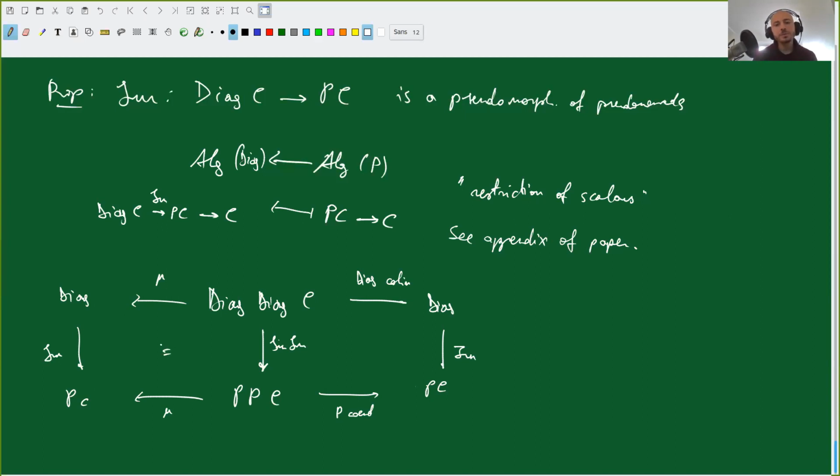These things commute up to isomorphism here because it's a morphism of monads, I mean a pseudomorphism of pseudomonads, and here, pretty much for the same reason, basically by definition of what these things are. And so to say, im preserves partial evaluations.